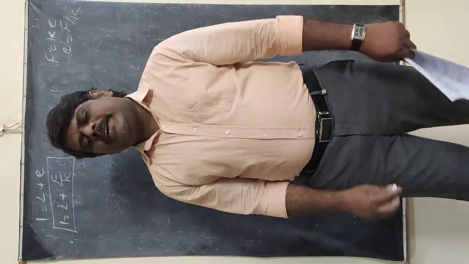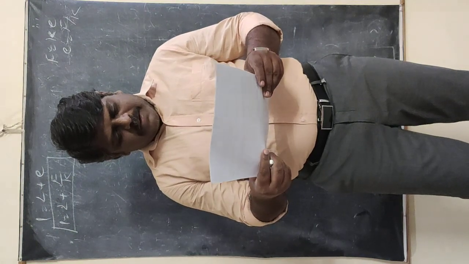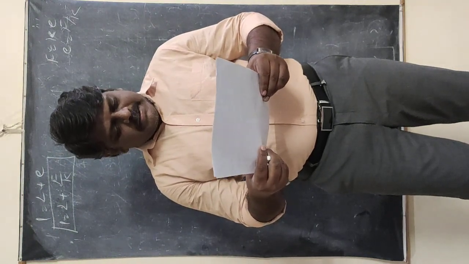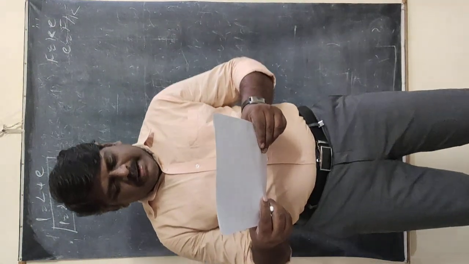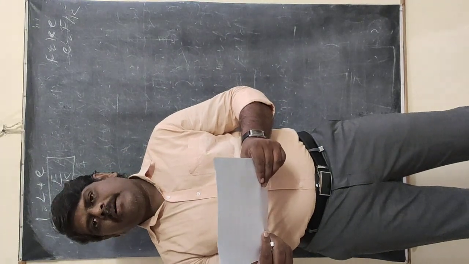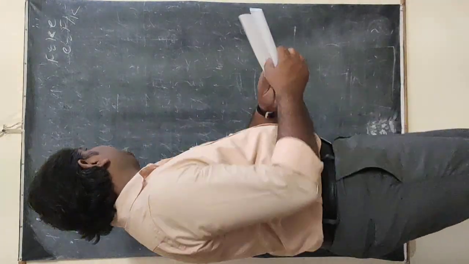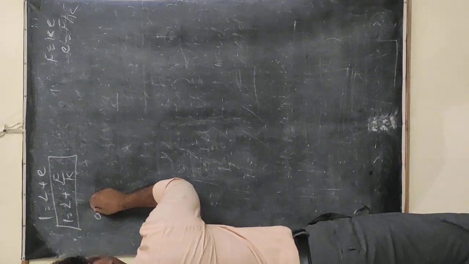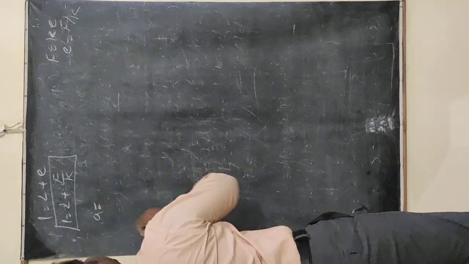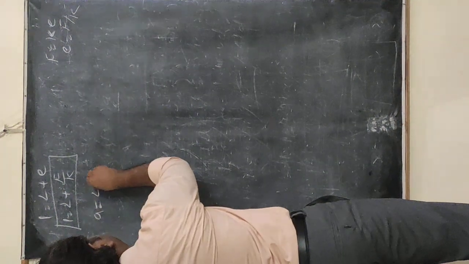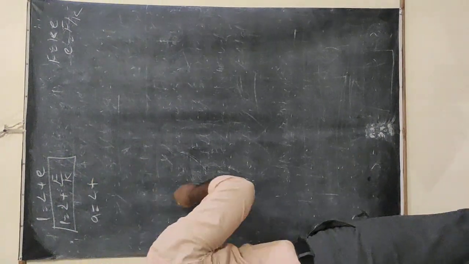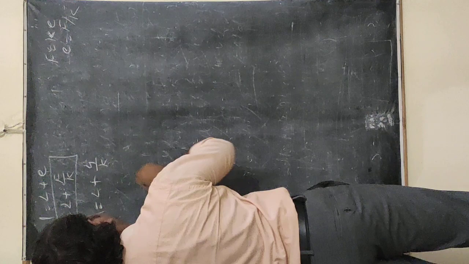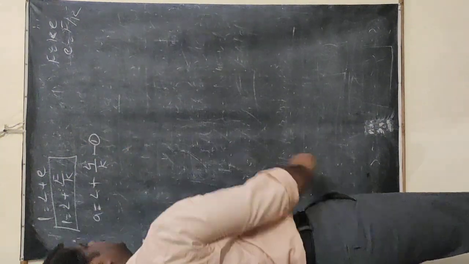Now let us refer to the problem. The problem says that in the first case the final length is given as A. How much force is applied? 4 newtons. So according to the first condition, the final length is A, and it becomes L plus F, which is 4 by K. Equation number 1.